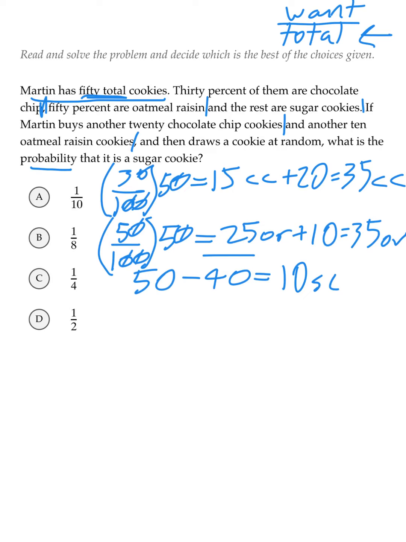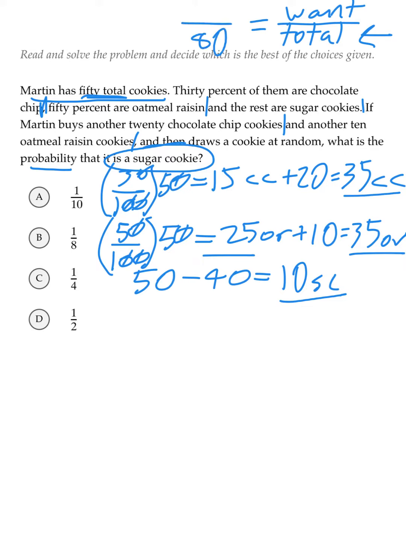So now we have all the information we need from the previous parts of the word problem to figure out what the probability is of Martin drawing a random cookie and that cookie being a sugar cookie. We know that the new totals for chocolate chip and oatmeal raisin are 35 and 35, and that sugar cookies remained at 10. So if we add our new totals up, we'll get that final total for the probability fraction we have at the top of the screen there. So 35 plus 35 is 70, plus 10 is 80. There is our new total.